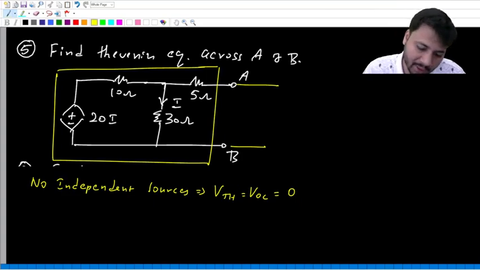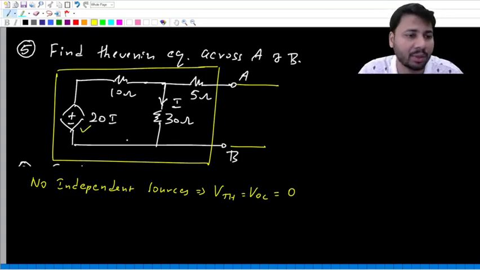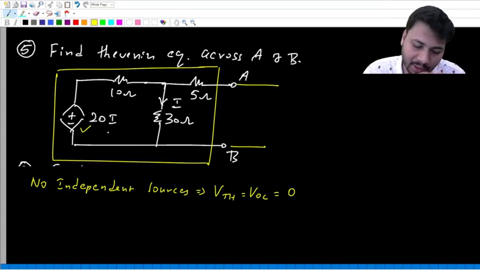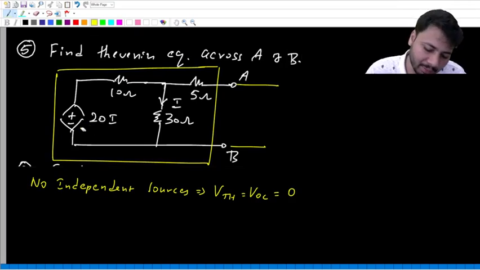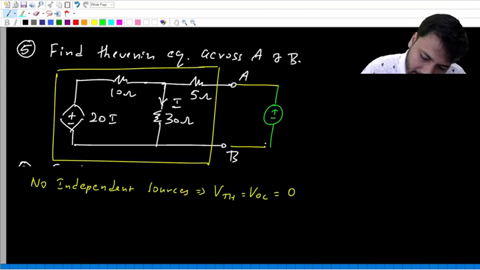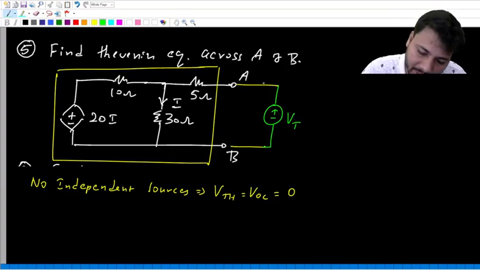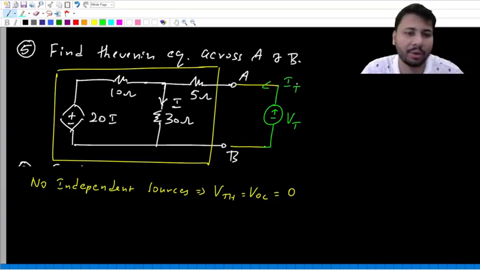Again, because of this dependent source, you cannot find the equivalent resistance directly by using series parallel combination of resistors. The only way to find RTH is by using that VT-IT method. So what is that VT-IT method? Across the network, you connect a voltage source VT, current flowing out of the plus terminal is IT, and then we have to find VT by IT. That's all.